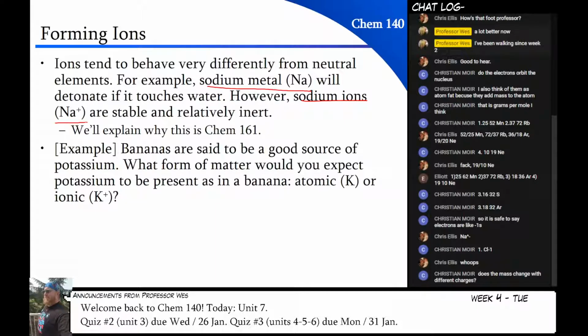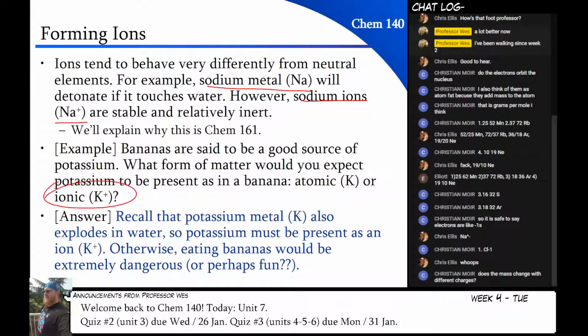All right. So for this discussion here, bananas are said to be a good source of potassium. How would you find potassium in your banana? Atomic potassium or ionic potassium? Obviously, the answer is ionic, because we saw potassium explodes in water too. So eating bananas would be incredibly dangerous, or maybe it would be awesome if metallic potassium was present in your banana. Likely the banana would burst into flames the second it was present, because bananas also have moisture in them too.